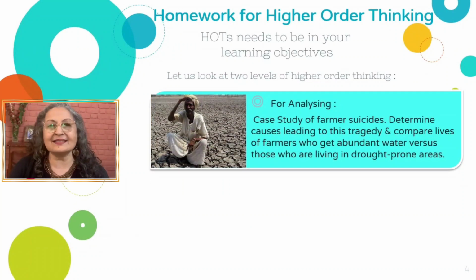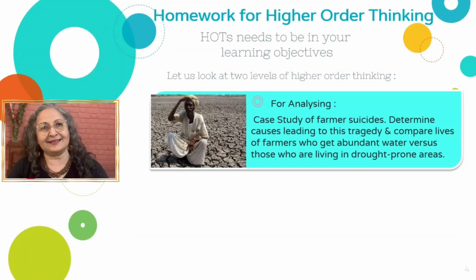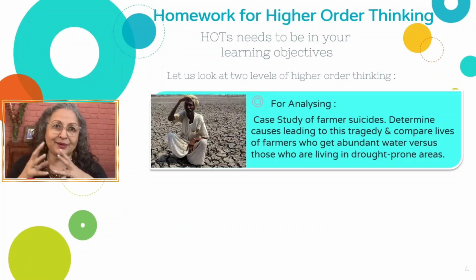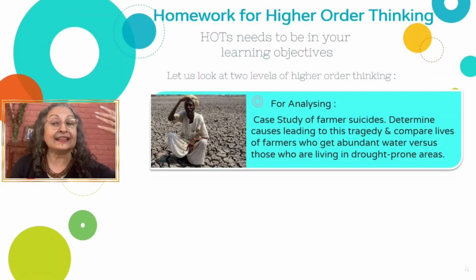So everything doesn't have to be from the textbook. You have to go beyond that to educate. So if it is farmer suicides, something for analyzing could be case studies for farmers who have abundant water versus those who have scarcity of water. Because it's related to the water cycle again. Plus, you are taking them higher and they are analyzing.